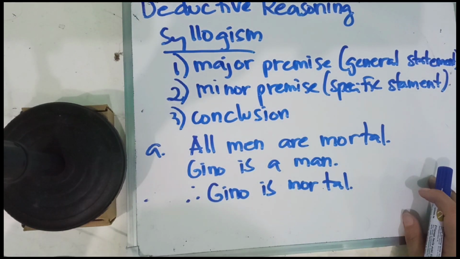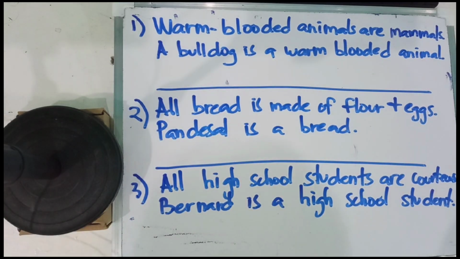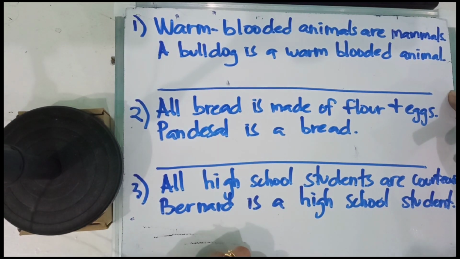Let's have other examples. Let's have example number 1. For example number 1, the general statement says, warm-blooded animals are mammals. For the specific statement, it states that a bulldog is a warm-blooded animal. So, given those statements, what can you conclude, or what generalization can we create? So feel free to pause the video. You can try to think so that you'll be able to determine the answer.